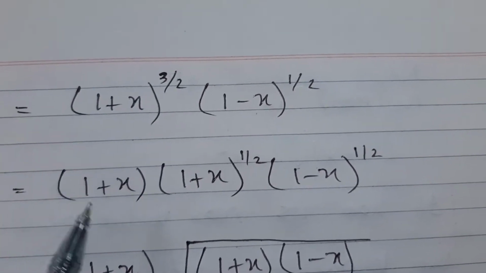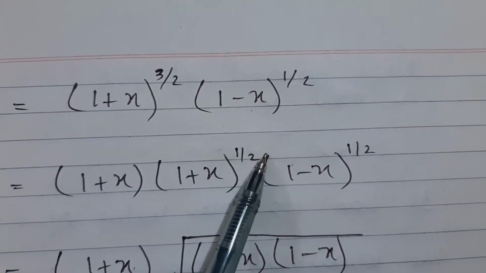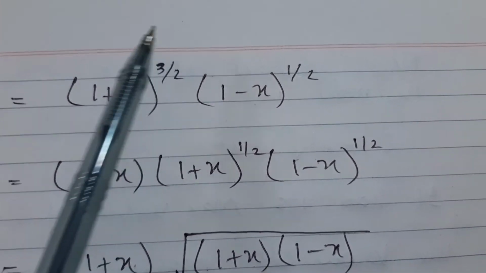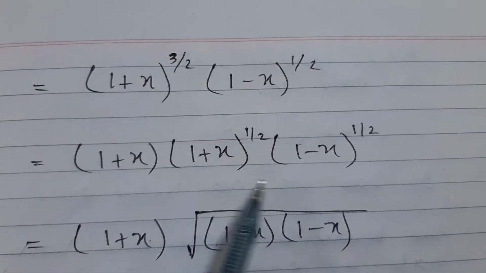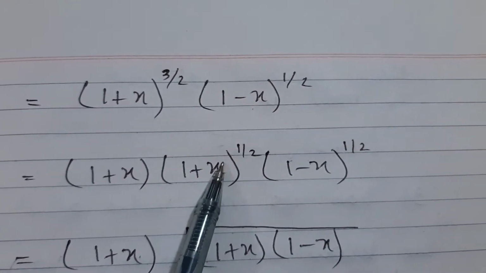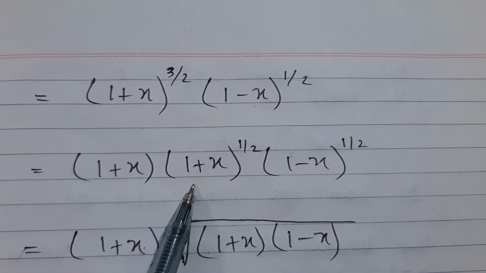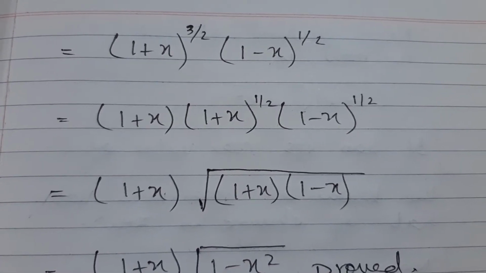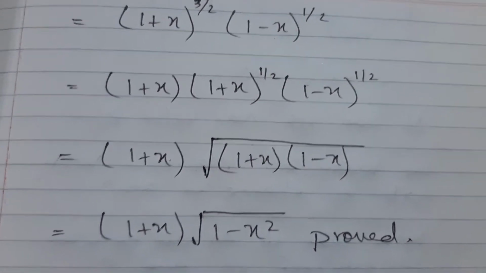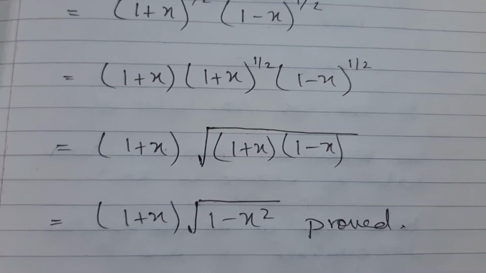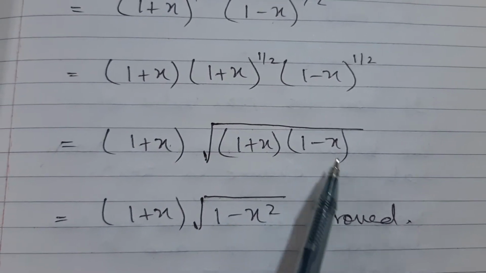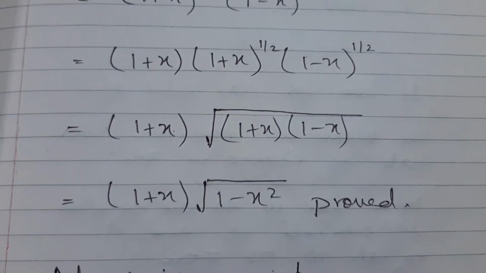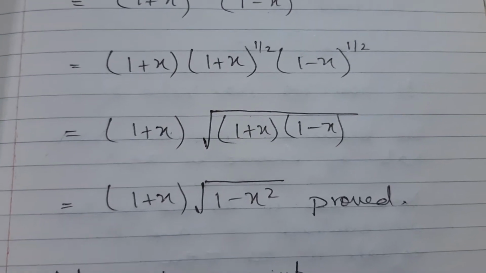So I am splitting this into two parts, power 1 and power half. Yes, because this 3 over 2 mean 1 plus half. So I am writing it separately. Now if you remember, when power is same, you can write them together. So this is what I am doing here. And half power mean you can remove it, replace it by the radical sign, which is root sign. Okay, so now 1 plus x, 1 minus x is reminding me 1 square minus x square. So this is what I had to prove.